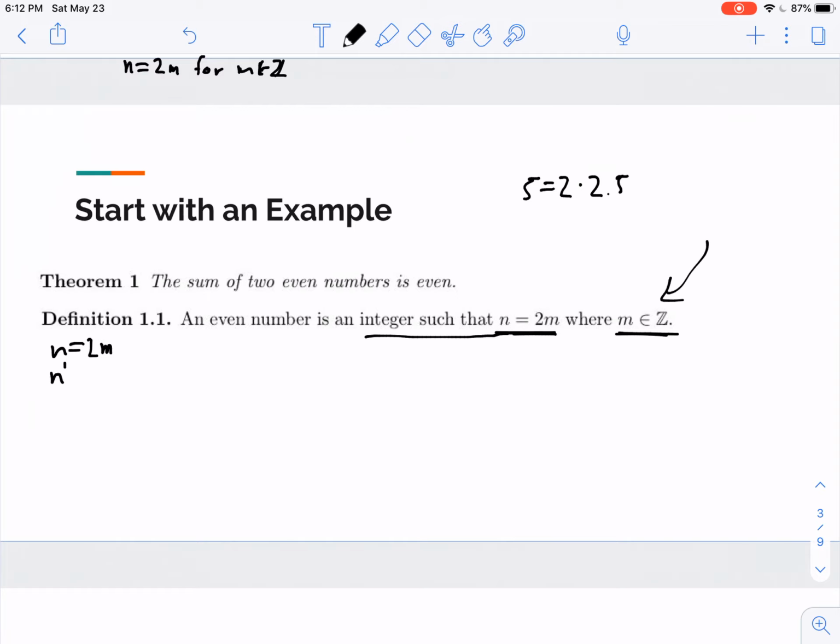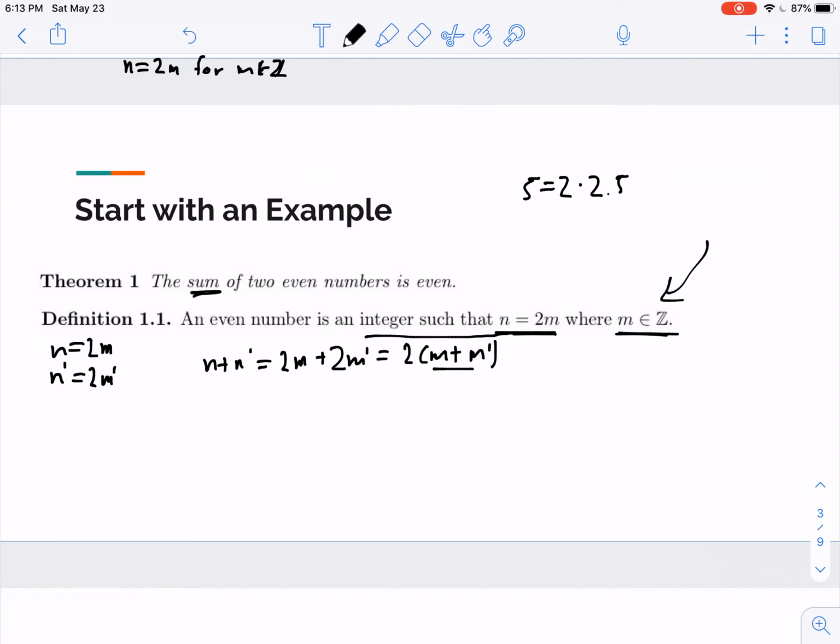And again, by our definition, we know that we can write n prime as 2 times m prime, where m prime is also an integer. So that's, again, by our definition, right? That's what it means for a number to be even. We can write it as 2 times another integer. So now we want to look at the sum of these two numbers. So n plus n prime, by substitution, we just replace n with 2m, because those are the same thing. And we replace n prime with 2m prime, and that'll give us 2 times m plus m prime.